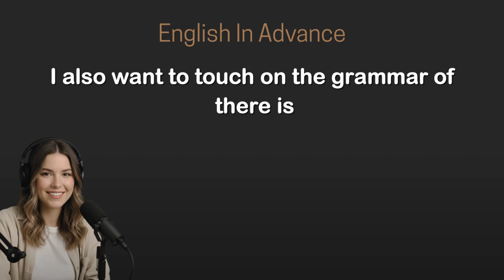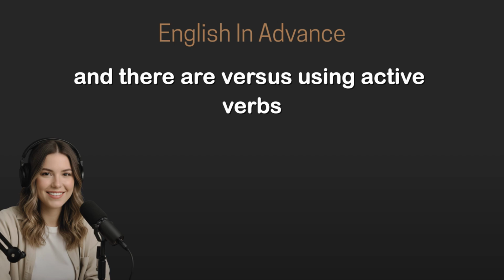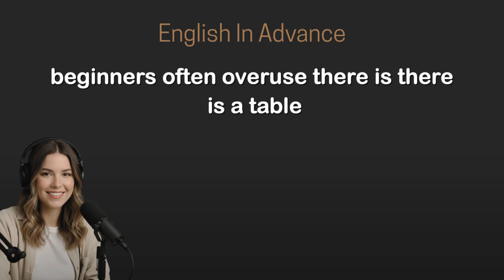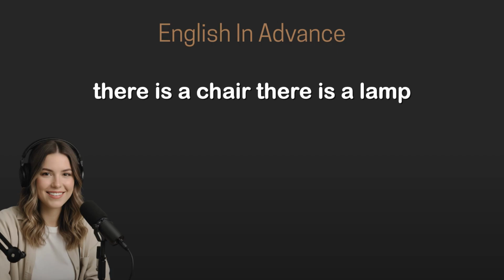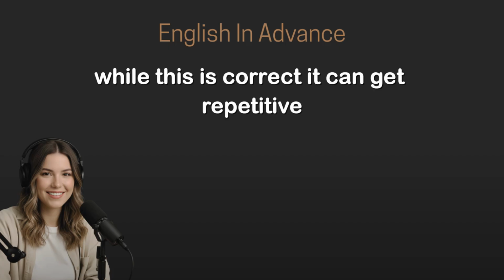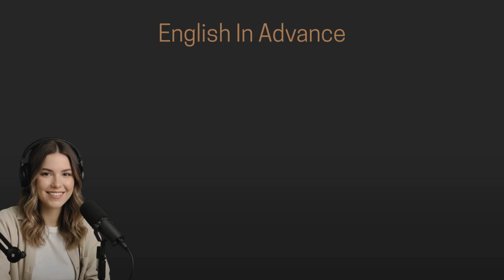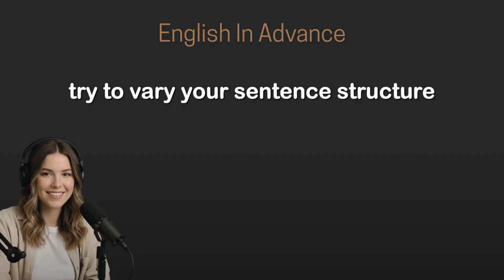I also want to touch on the grammar of there is and there are versus using active verbs. Beginners often overuse there is. There is a table, there is a chair, there is a lamp. While this is correct, it can get repetitive. Try to vary your sentence structure.